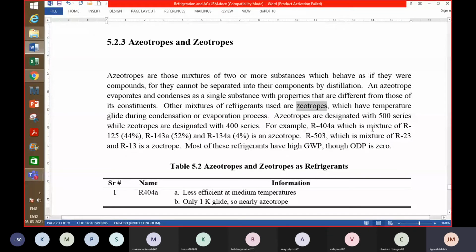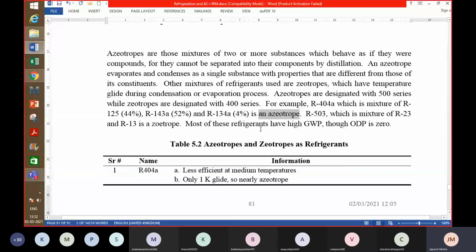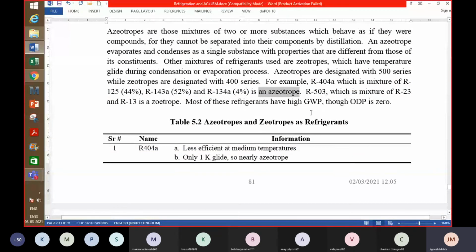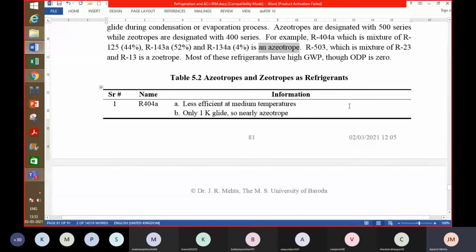And so 404 is a mixture of R125, R143A, and R134A. It means it will boil and condense at nearly the same temperature in the evaporator and condenser. R503, which is a mixture of R23 and R13, is an azeotrope. It means that there will be no temperature change across the evaporator and condenser. Most of these refrigerants have high GWP, though ODP is generally 0. So some information about these azeotropes and zeotropes is given.